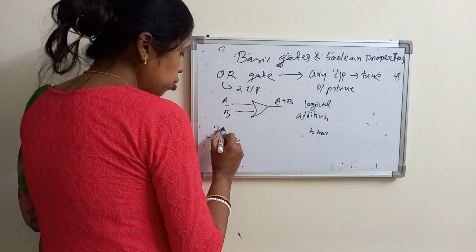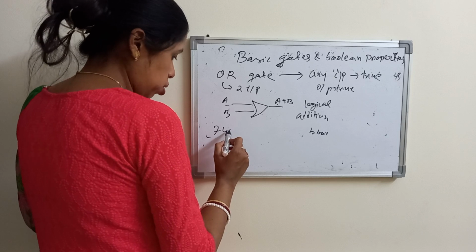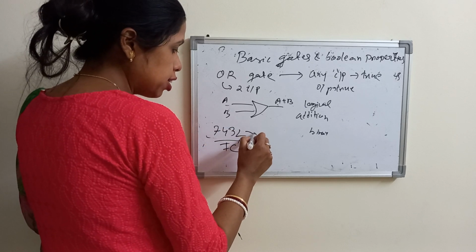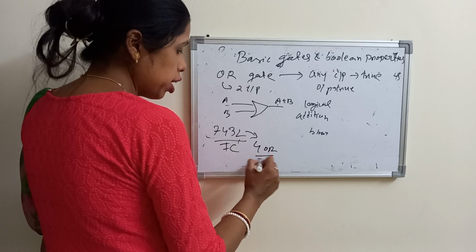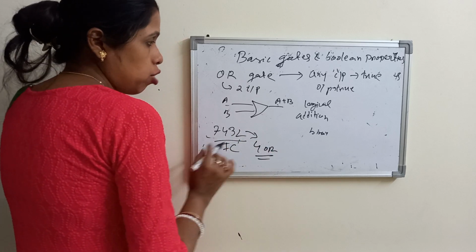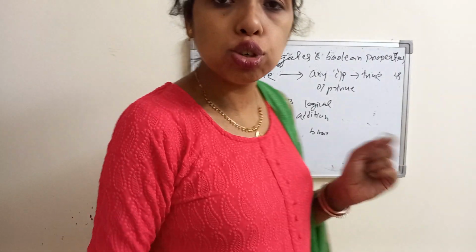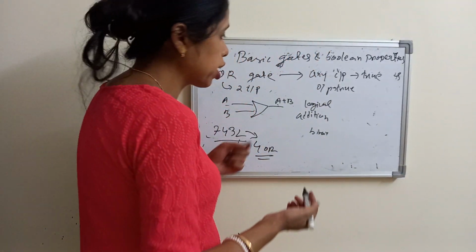Now, 7432 is the IC number for the OR gate. Inside it, 4 OR gates are there. Here also 2 inputs are there. How many combinations? 2 to the power 2, so 4 combinations you can write for the OR gate also.